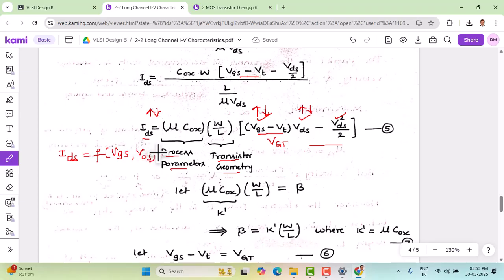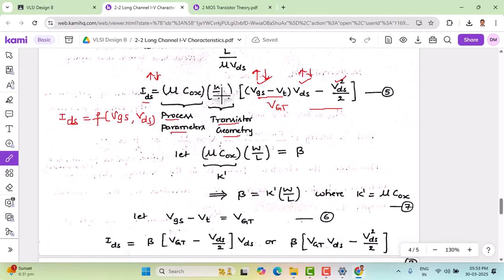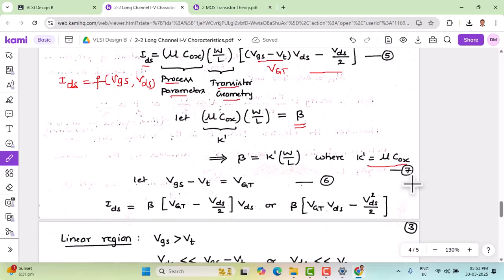Now we can simplify these terms. Mu COX can be called K dash, and W by L can be written as it is, and this entire term can be called beta. This is not the BJT transistor gain beta, but this beta is a very important parameter that relates transistor geometry and process parameters. So beta is K dash into W by L, where K dash is mu into COX.